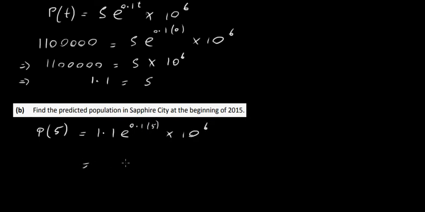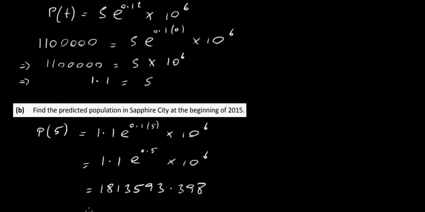So if you multiply that out, you get 1.1 e to the power of 0.5, by 10 to the power of 6. So that will give us 1813593.398. Find a predicted population. So I'm saying the population here is, I'm just going to round it, so it's going to be 398 here, so it's just going to be 1813593.